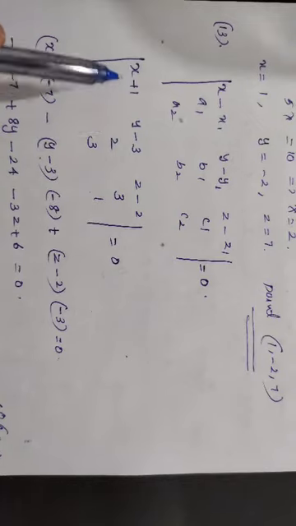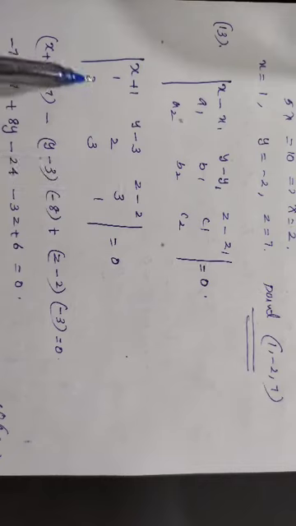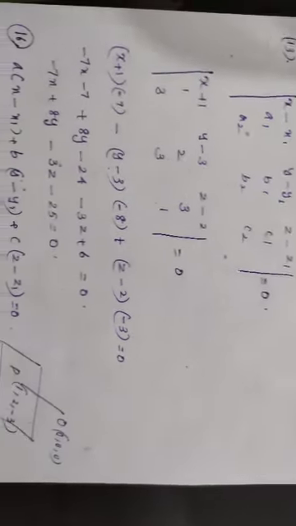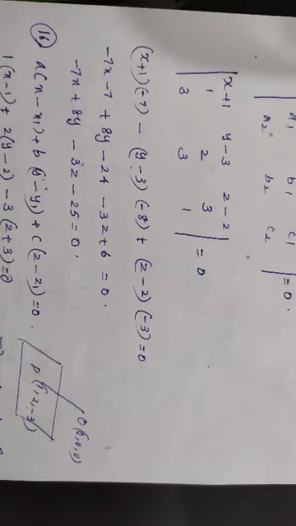So the determinant has rows x plus 1, y minus 3, z minus 2; 1, 2, 3; 3, 3, 1. By expanding the determinant, we will get the equation of the plane as minus 7x plus 8y minus 3z minus 25 equal to 0. This equation is important for this question also.